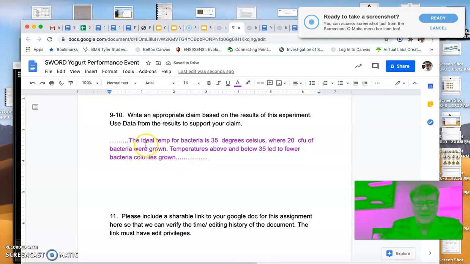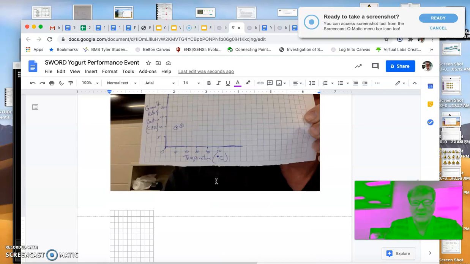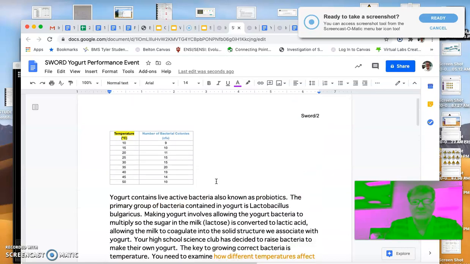And so I have used data, temperature, number of CFUs. I've made a claim. There's an ideal temperature, so I'm not just saying increasing temperature is best, because increasing it to a point is best, and then increasing it becomes negative in terms of the growth rate of bacteria.